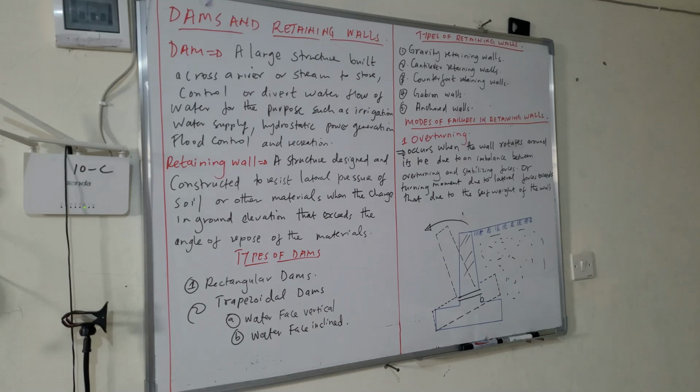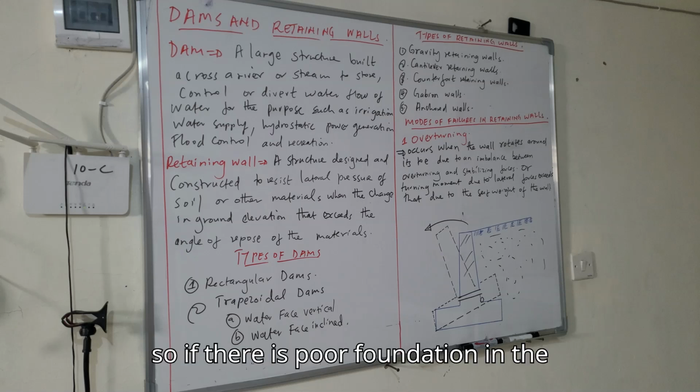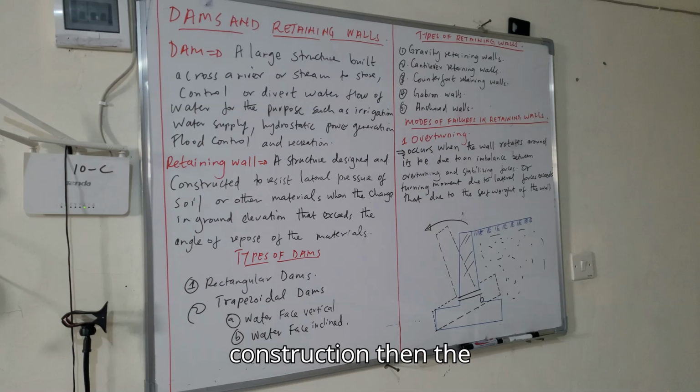Again, we have a poor foundation. If there is a poor foundation in the construction, then the wall can overturn.